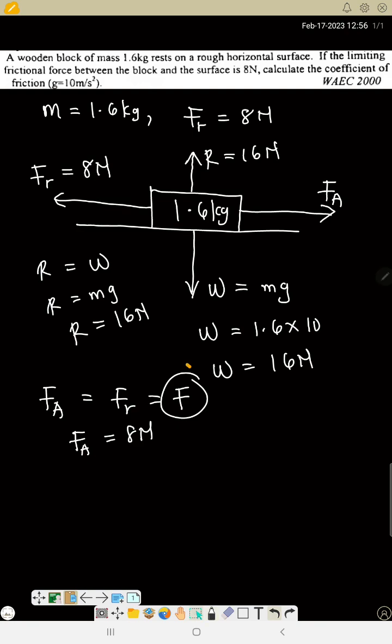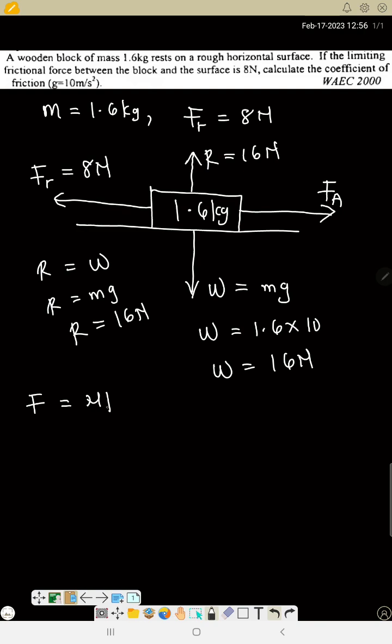Now, since the object does not move, what is the formula? There are two formulas you can use. One, F is equal to mu R, and also R is equal to mg, and we've used the two already. Now, the question says calculate the coefficient of friction. So from F equals mu R, the coefficient of friction, that is how smooth or rough the object is, will be F over R, like this.